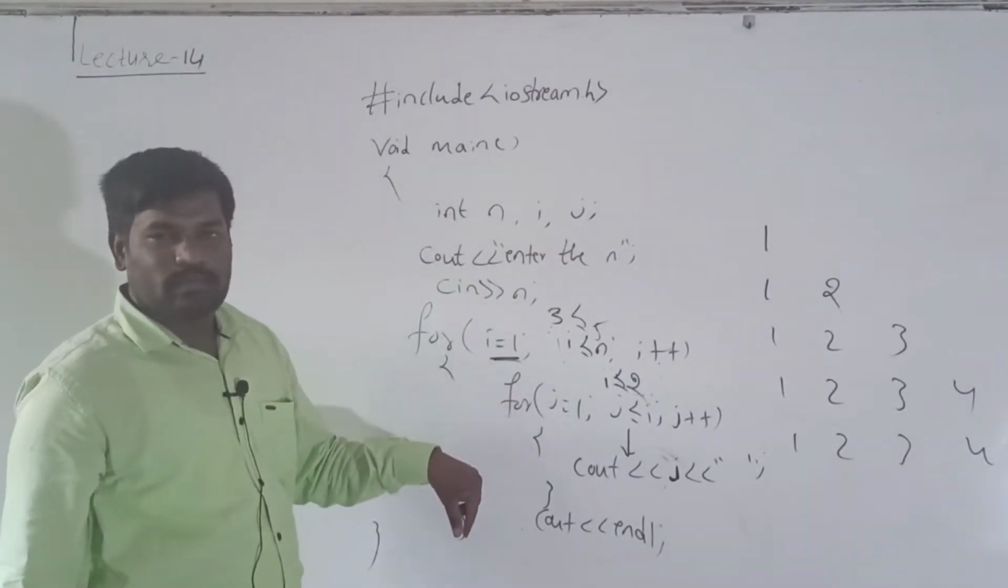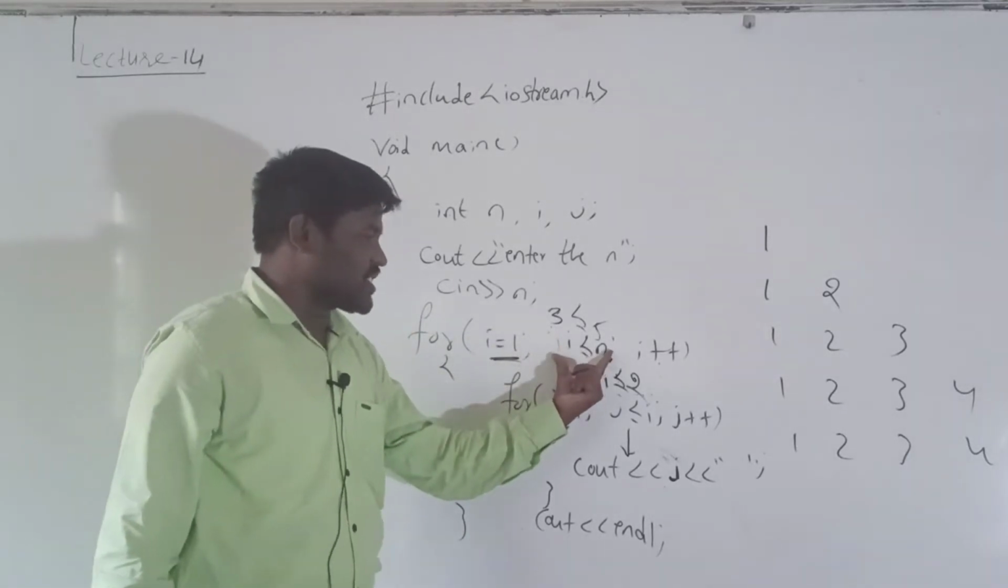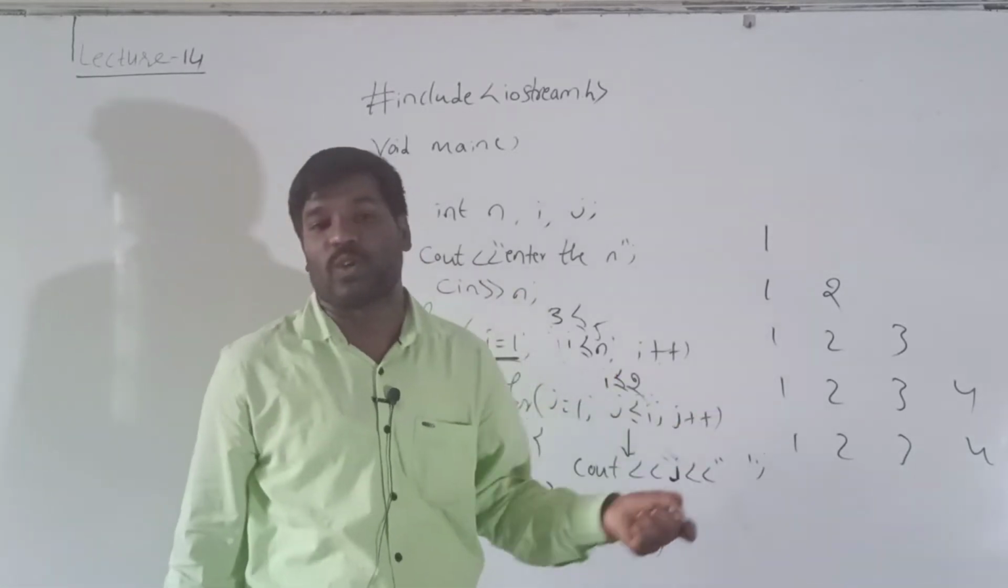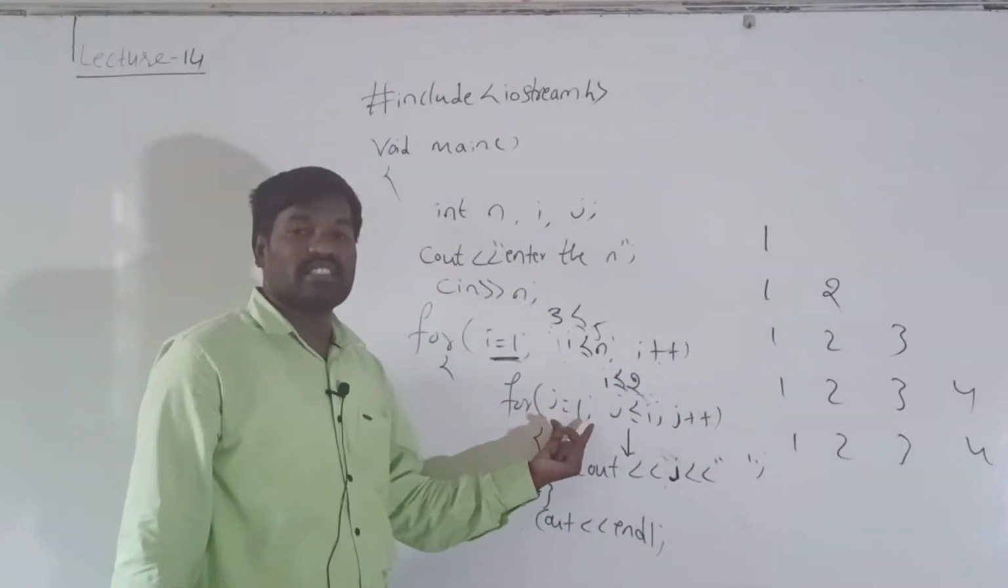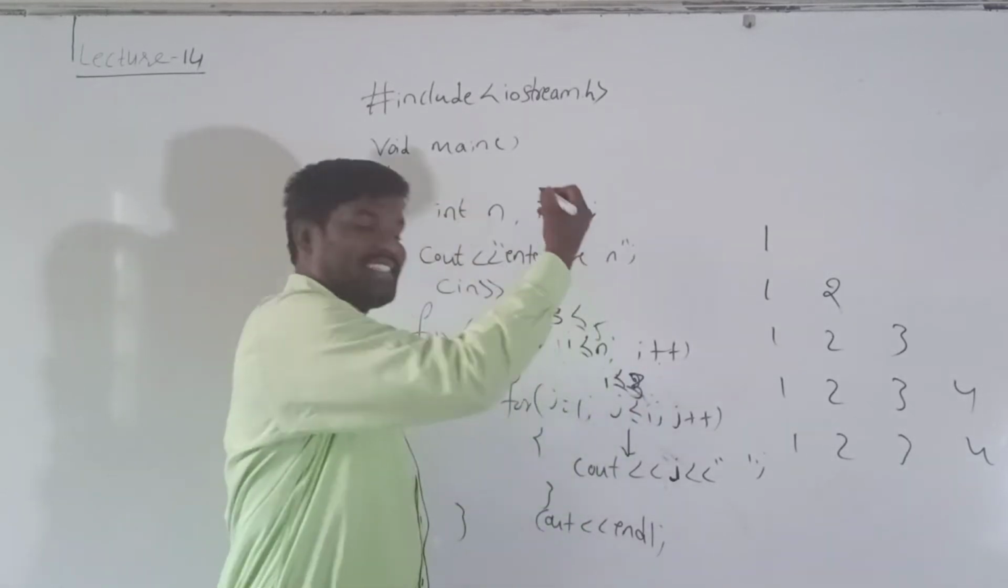Every time j starts with 1 only. When this condition is true, it will execute the statement. Instead of statements, I have to write the for loop. Every time it will start with j equal to 1 only. 1 is less than or equal to I, the present value of I is 3.